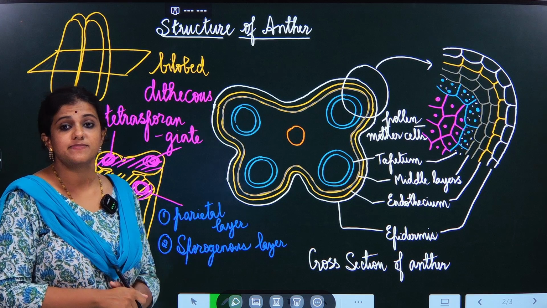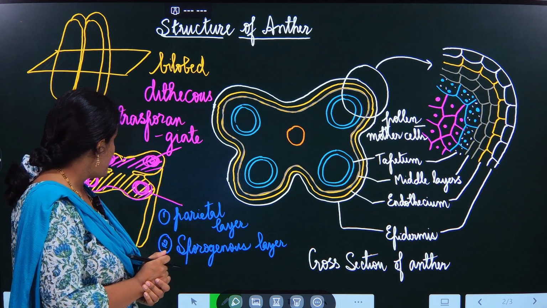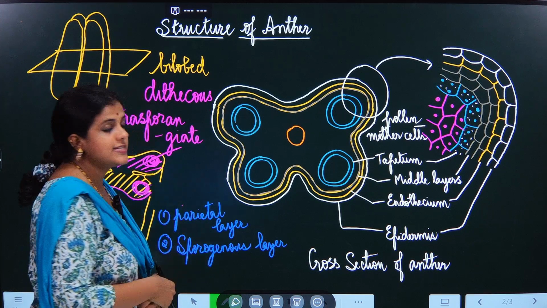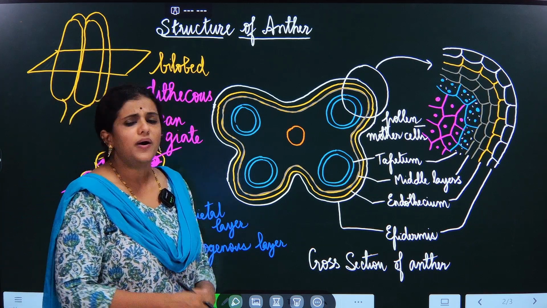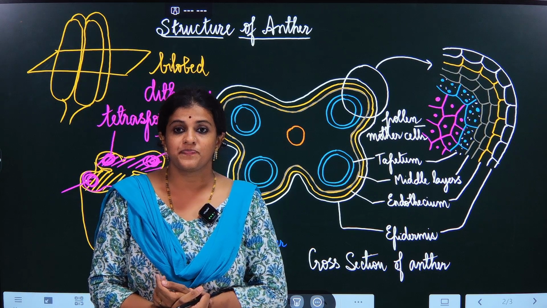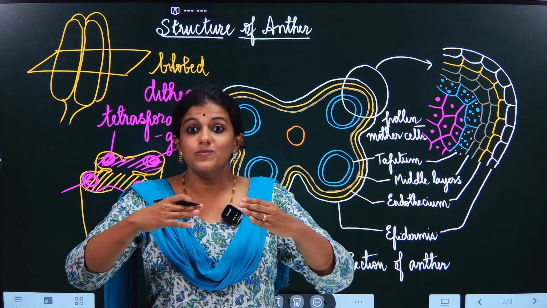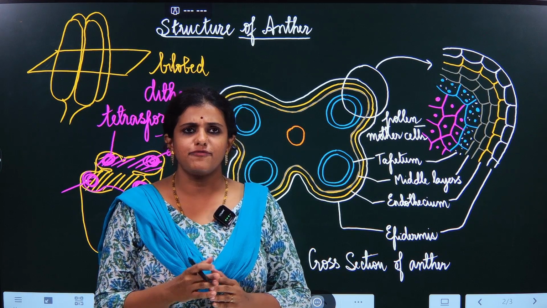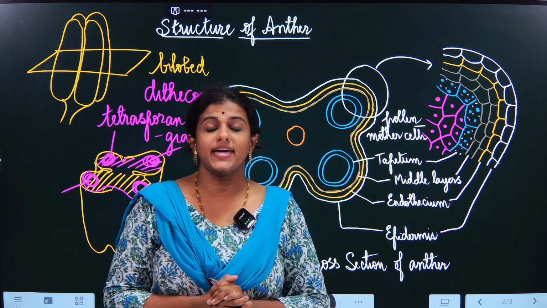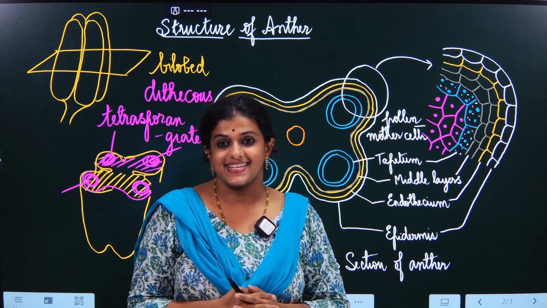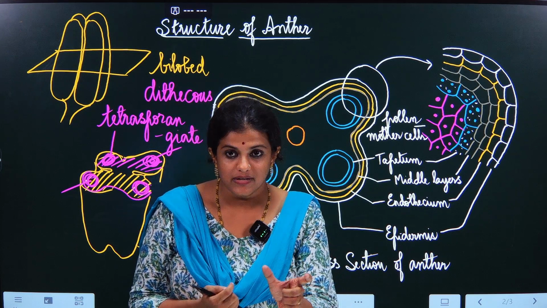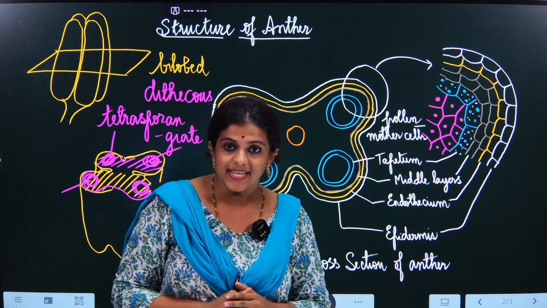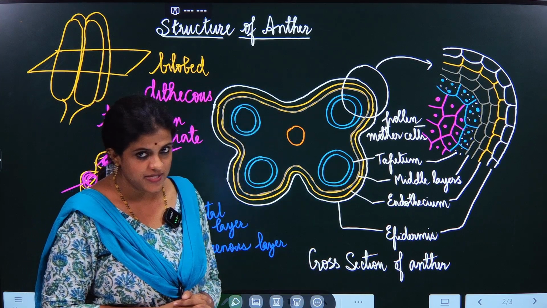Okay, so it is made up of 2 layers. One is the parietal layer and the other one is the sporogenous layer. What is this parietal layer? The parietal layer is present on the parietal side, and it is meant basically for protection. Whereas sporogenous, the word itself says spore genus, genus is generating. So, spore generating layer, that is the sporogenous layer.